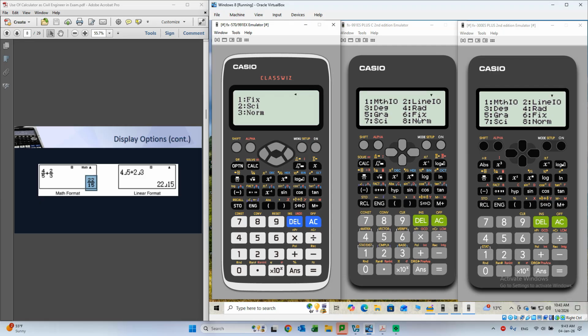Fixed is what I told you, that you can fix the output to a certain number of decimals. If I choose 1 here, it says select between 0 to 9. How many decimals do you want after the dot? Say I want 4 here. So any calculation that I do here only shows me 4 digits after the dot. That's it. That's called fixed. It's very useful.